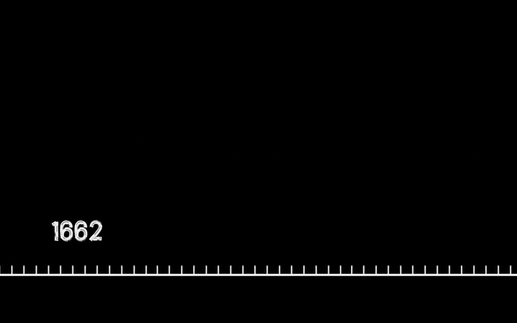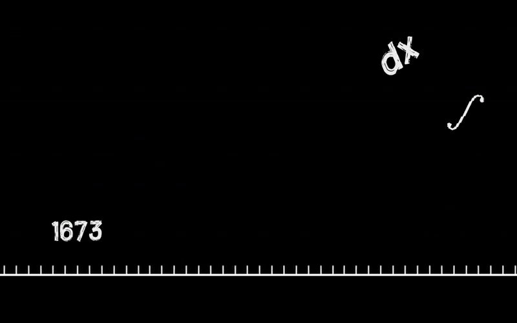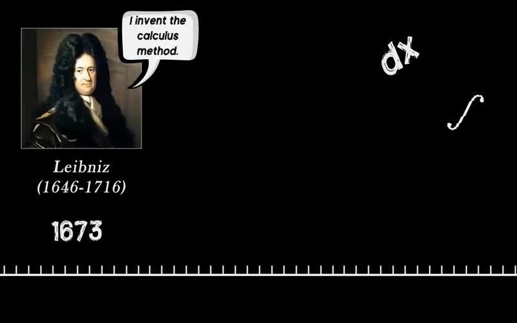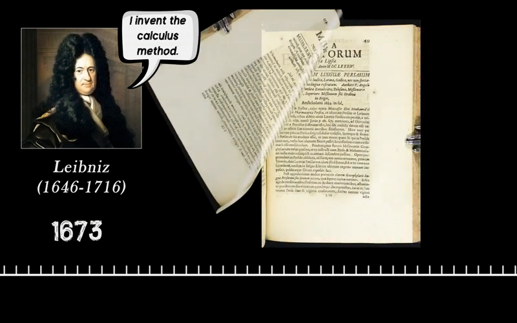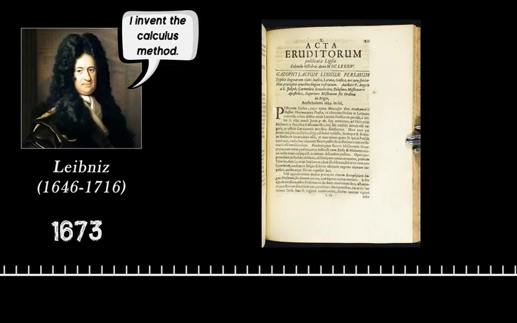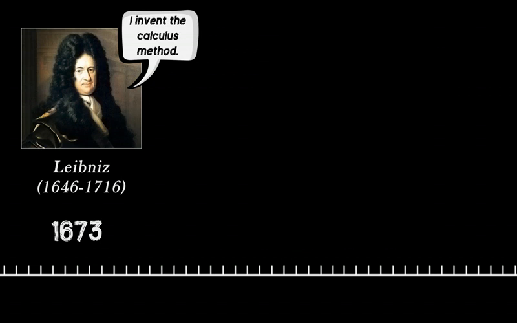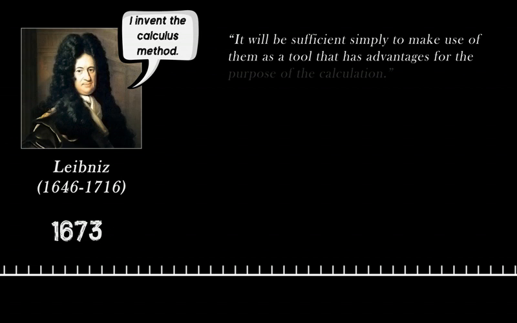The differential notation dx, as well as the integral notation, which are familiar to us today, are adapted from Leibniz, who invented the calculus method in 1673. In his system, differential is described as the difference between two variables, which are as close to each other as closeness can be, while integral is defined as the point-to-point accumulation of differentials. As Leibniz said, it will be sufficient simply to make use of them as a tool that has advantages for the purpose of the calculation.